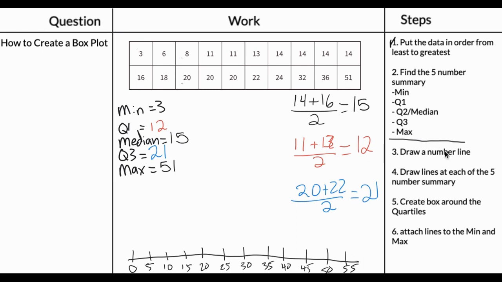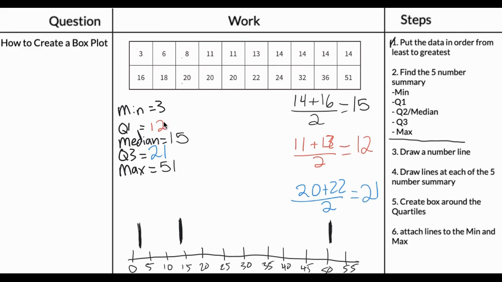So once we've drawn that, we have to draw lines at each of the 5 numbers in the 5-number summary. I'm going to do the minimum and the maximum in black here, and then also the median. So the minimum here is 3, which would land right about here. The median is 15, which lands right about here. And the maximum is 51, which lands right about here.